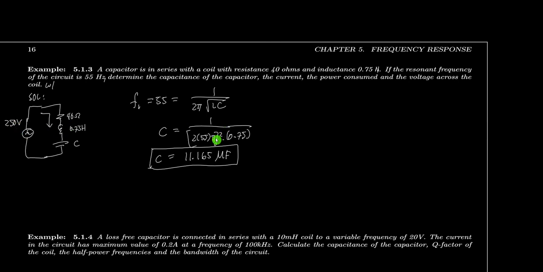So what will be the current? The current will be just equal to, because this will become a short circuit, a pure resistive circuit, the voltage across the resistor will just be equal to 250, and you divide that by the resistance R, which is given, 40 ohms.